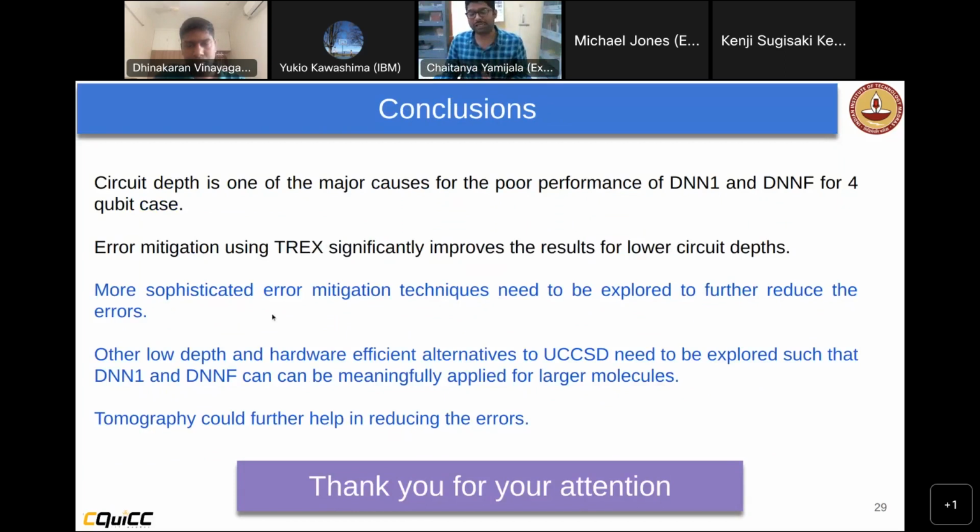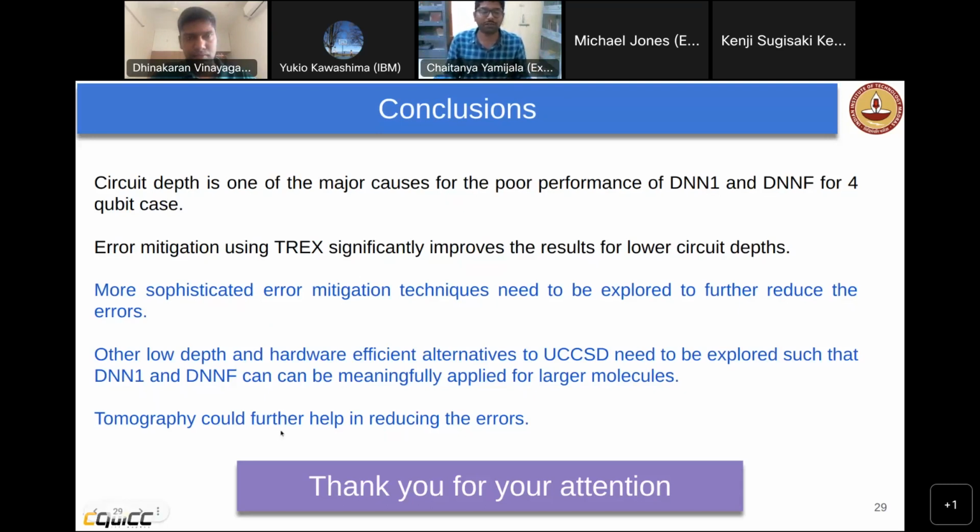Probably more sophisticated error mitigation schemes might give better results, but we need to explore them further. And somehow we need to decrease the depth of these circuits. The previous speaker said that there are ways to decrease the number of gates and circuit depths. If we can do so, then probably we can get better results, in the order of chemical accuracy.